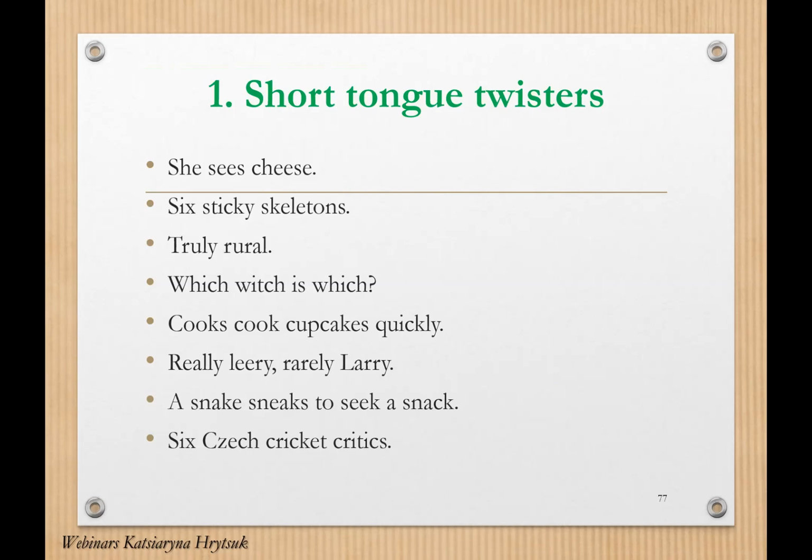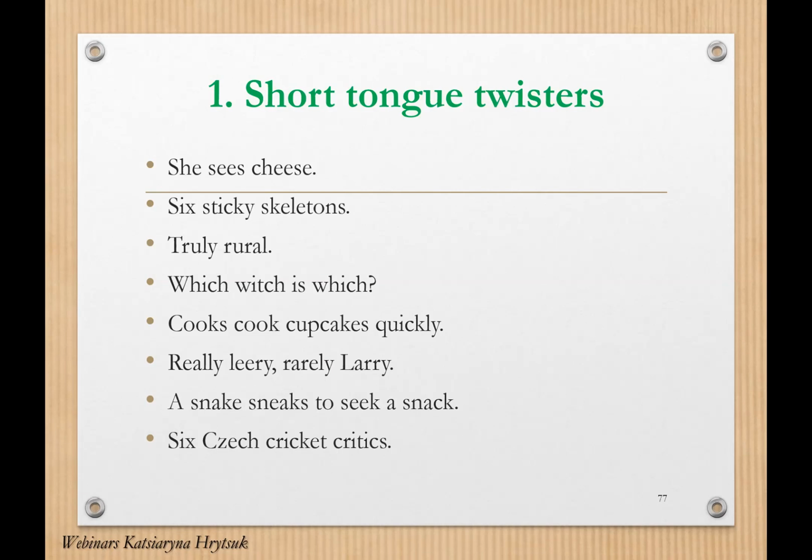If you choose a short tongue twister, you need to repeat it, let's say, 5 times. She sees cheese, she sees cheese, she sees cheese. Okay? So you need to repeat 5 times. If you use not short tongue twisters, it's okay to do it 1 time. Clear? So, six sticky skeletons, six sticky skeletons, six sticky skeletons. So 5 times.